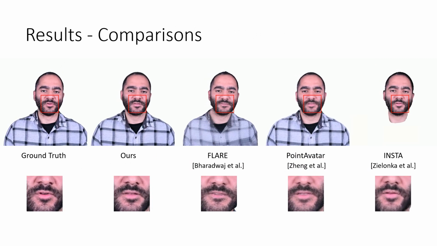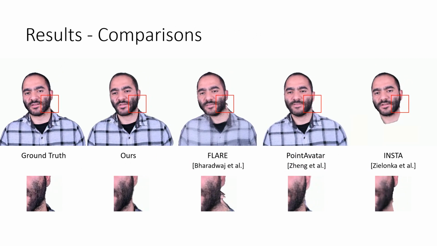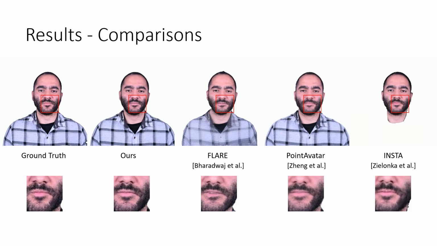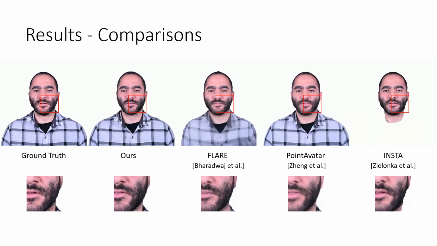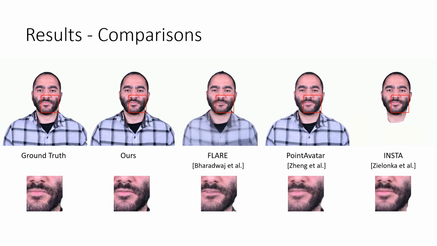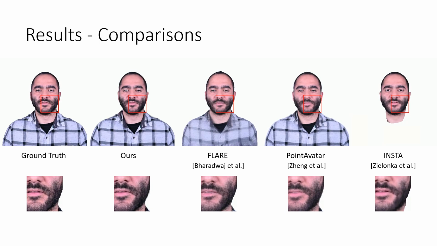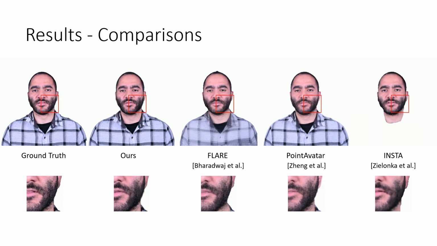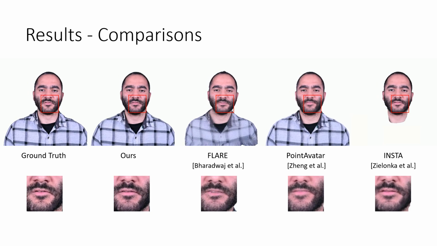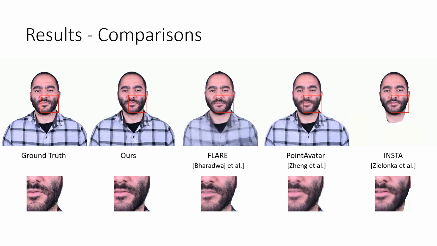We compare our method against state-of-the-art monocular techniques, namely FLARE, PointAvatar, and INSTA. Since INSTA is a head-only method, we therefore ignore the torso region in this case. We only show the comparison for the frontal view since the baseline methods are mostly front-facing.